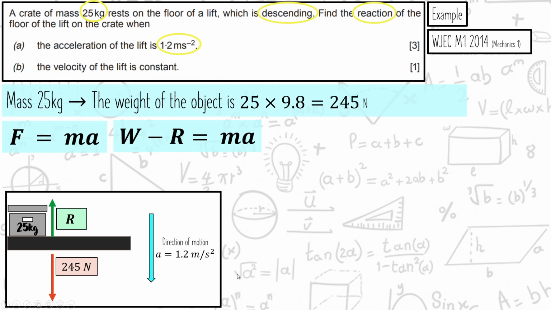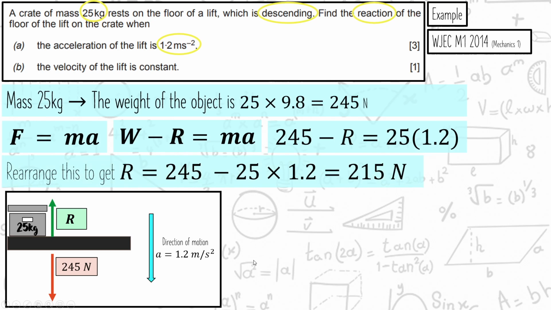I'm going to substitute in what I know into this equation, which is a, m, and W. And at this point, the only thing that I do not know is the reaction force R. If I rearrange the equation, I should be able to get the answer out as 250 newtons.